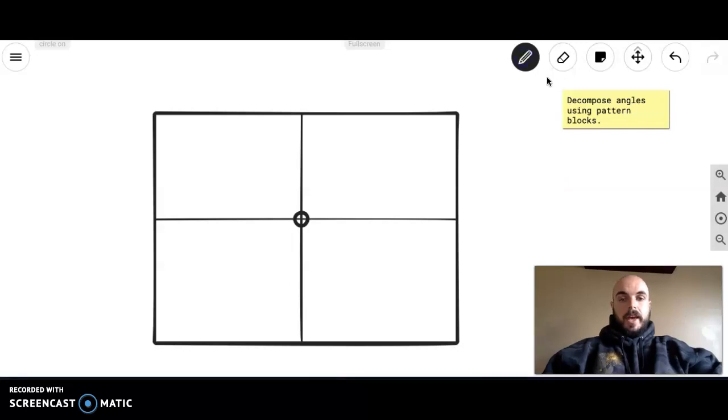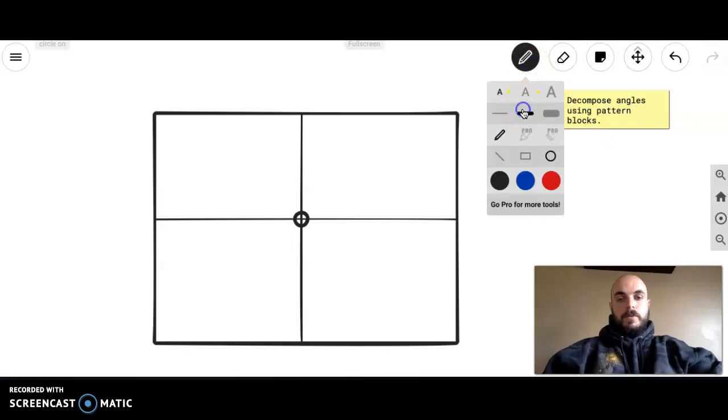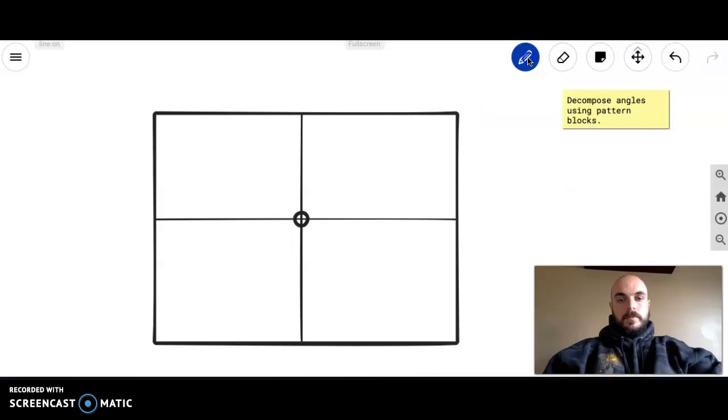As you can see here, we have our objective. We're going to decompose angles using pattern blocks. So I have here for us 1, 2, 3, 4 pattern blocks. And we're going to look at how these can be decomposed or help us decompose angles.